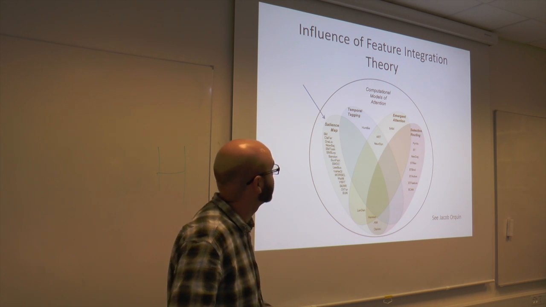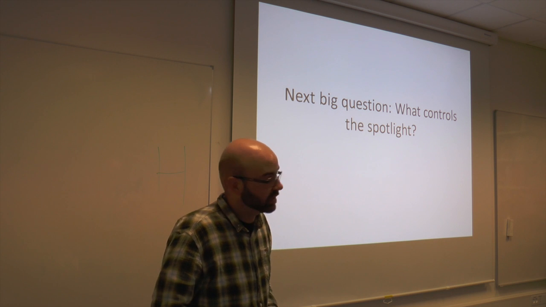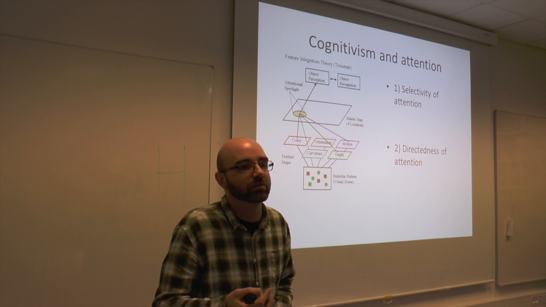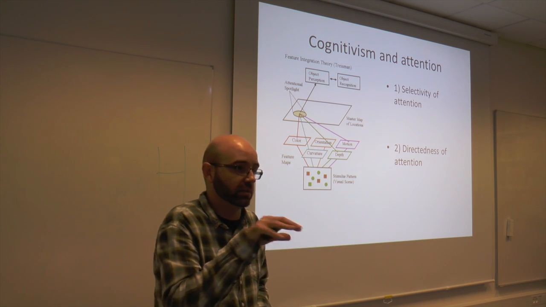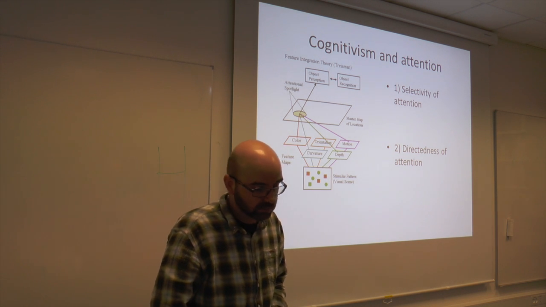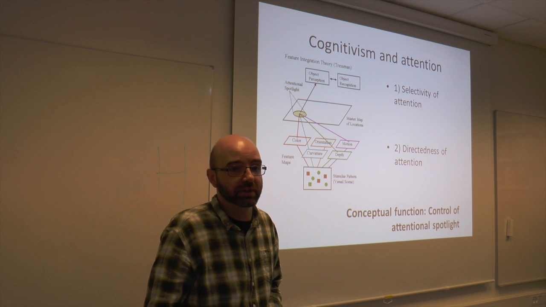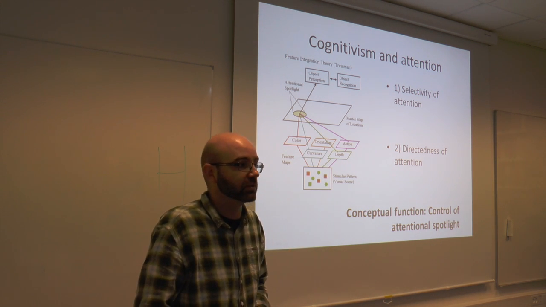Okay, so on from the bottleneck, this raises another big question. Because now we're not only interested in the selectivity, now we've actually got the directedness, because we've got a spotlight of attention that we've got control over. So agency starts to come back into the story. And attention, this concept of attention, gets a new functional role, and that is to control this attentional spotlight. That's something that people can do as well.